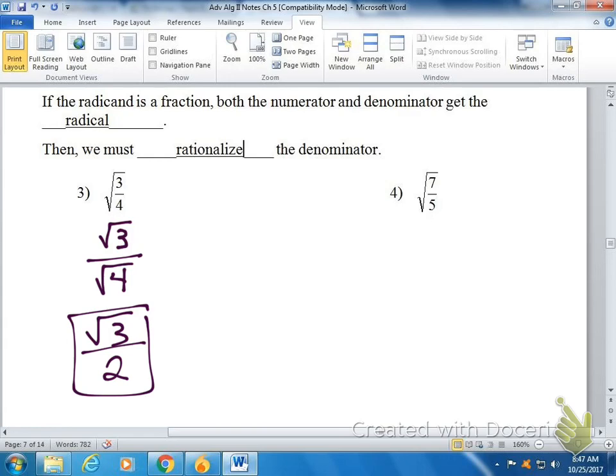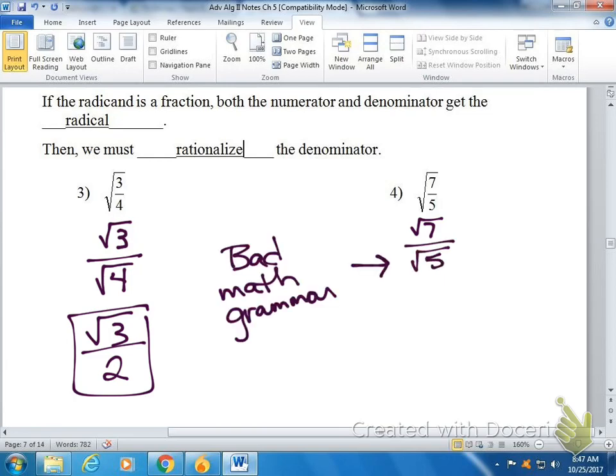However, in the next case, we get the square root of 7 divided by the square root of 5, and that is not an integer. We call this bad math grammar. So the way to correct it is to multiply the numerator and denominator by the square root of 5 over the square root of 5. It's called multiplying by a form of 1.